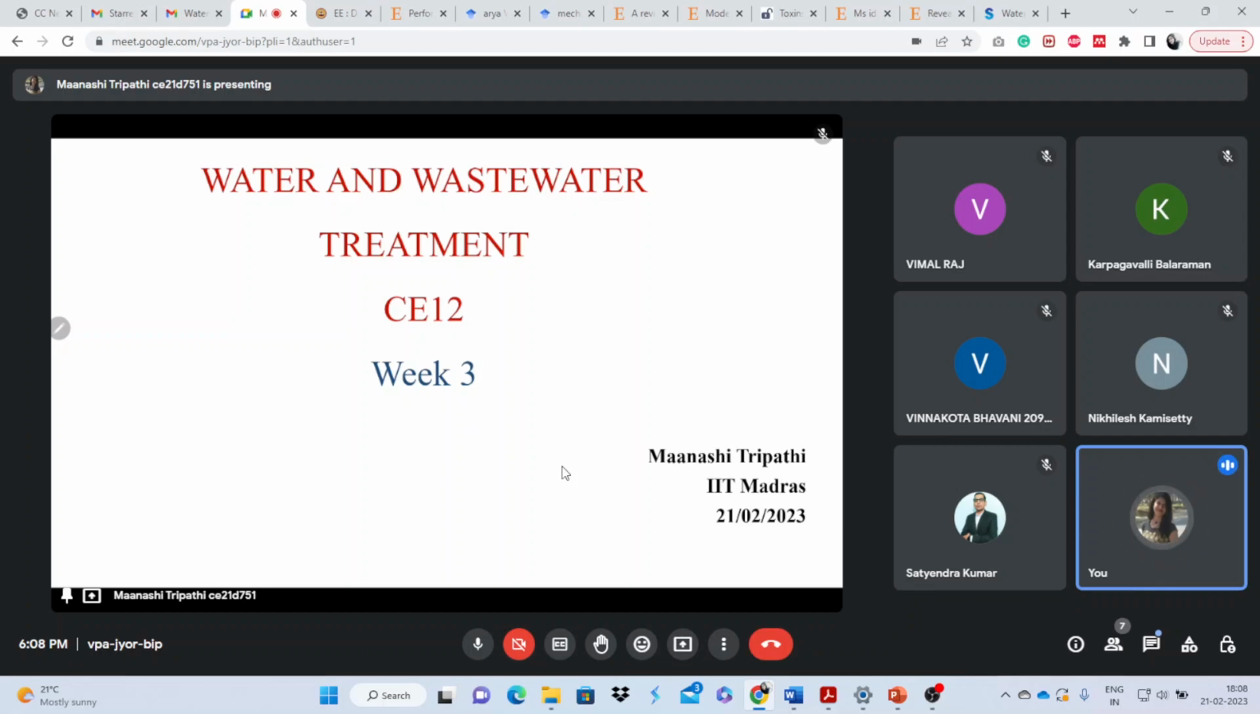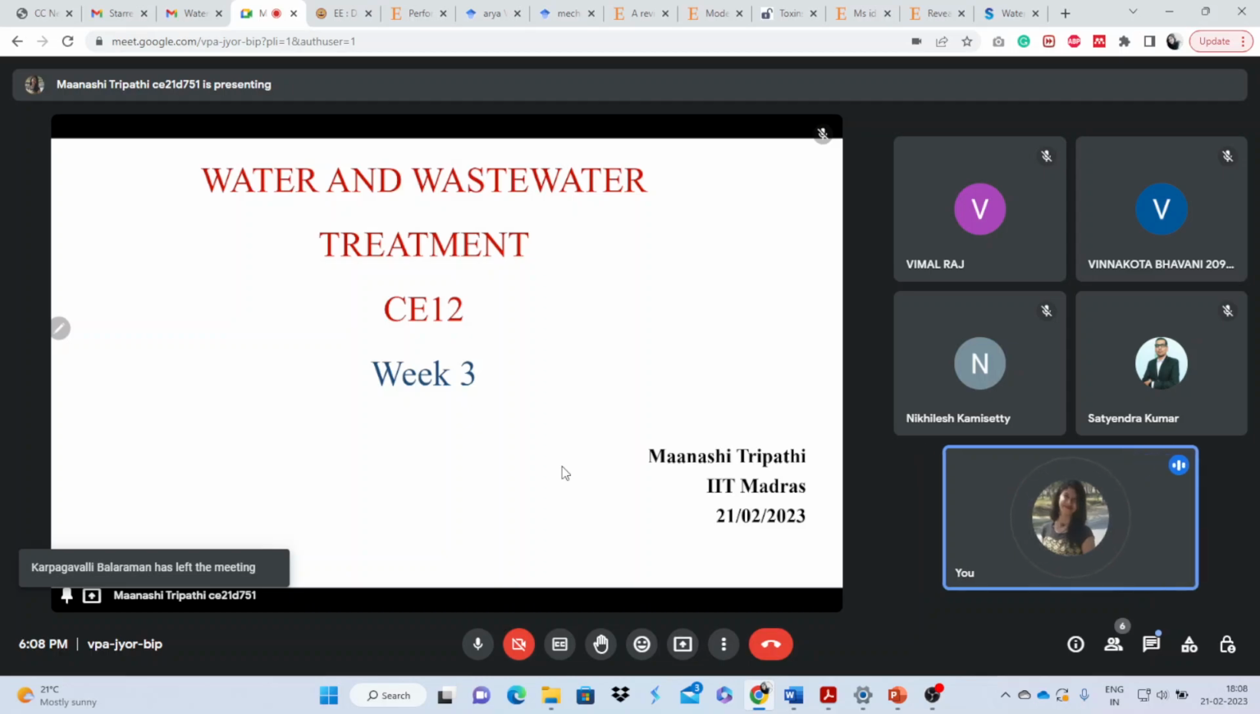But there is a certain set of reuse applications where more treatment is required. This additional treatment is given in tertiary treatment, and that depends upon the reuse application. We do not do tertiary treatment for every type of water, but we do when there is a certain reuse application, as well as if the discharge requirements are not met. Then I'll show some questions. Please try to answer in the chat box.